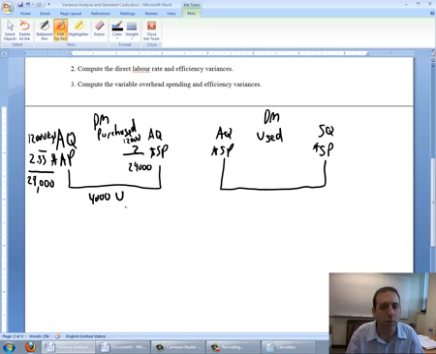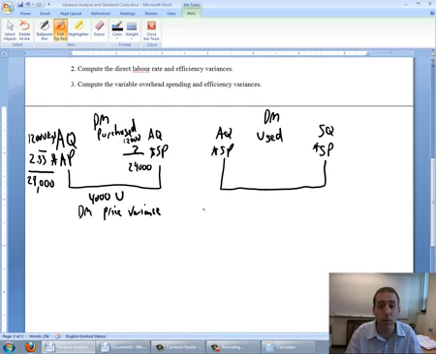Now I've got to say, what type of variance is this? Well, it's certainly not a quantity variance because the quantity was the same, 12,000, 12,000. What was different between the two? It was my price. So this is a $4,000 unfavorable direct materials price variance.